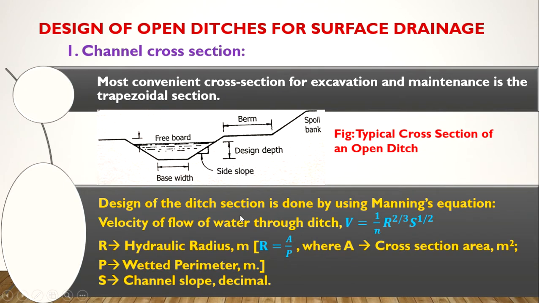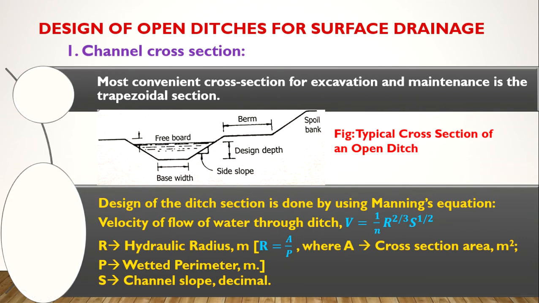So this is about the hydraulic radius R, and S is the slope of the channel. It is not the side slope, it is the slope of the channel. It is given as a decimal. It is not given in percentage, it is given in decimal in this equation. And n is the Manning's coefficient. Earlier we discussed that for open ditches we will consider the Manning's coefficient as 0.04 in most cases. So velocity of the water through the channel is calculated by using this formula.